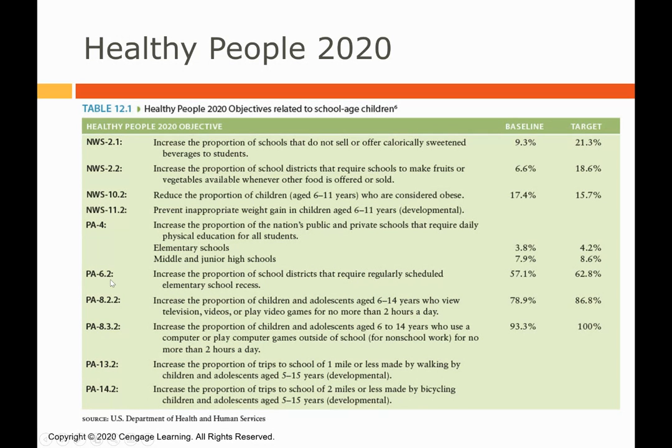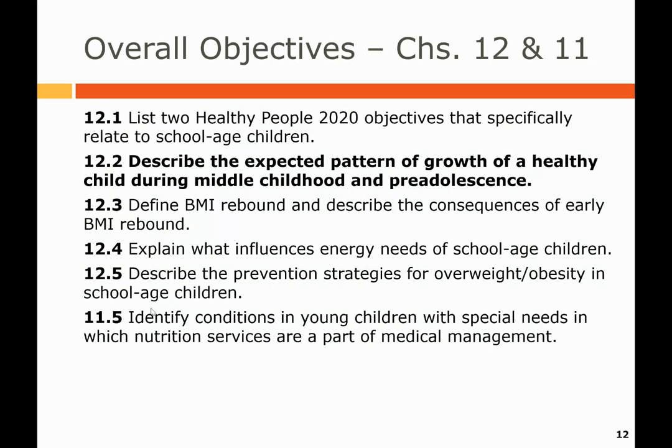Physical activity is also addressed. You can see in the abbreviations here. Increase the proportion of school districts that require regularly scheduled elementary school recess. Reduce the proportion of children who are considered obese. Increase proportion of school districts requiring schools to make fruits or vegetables available whenever other food is offered or sold. So read through this and just have an idea of what the Healthy People 2020 objectives cover.